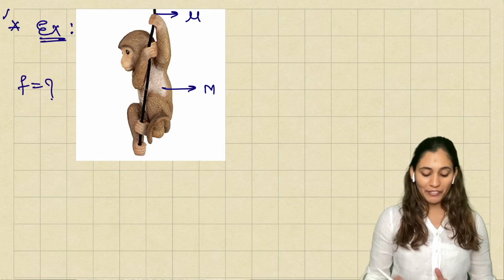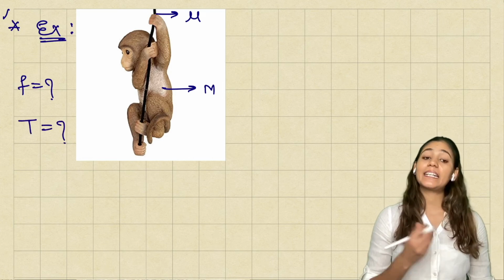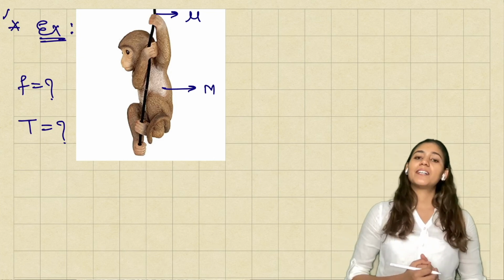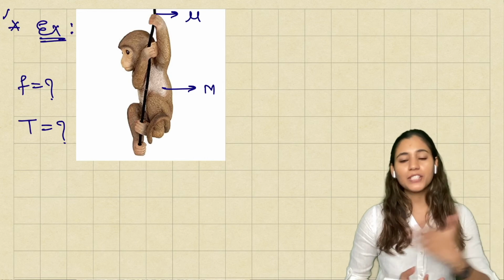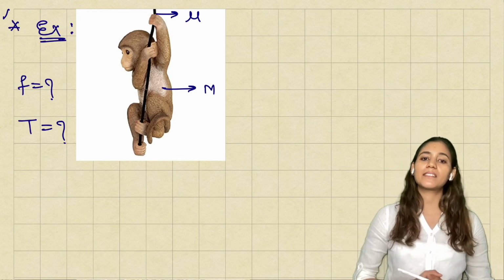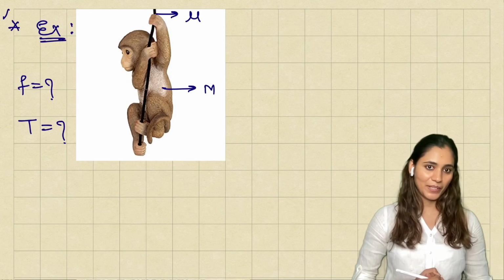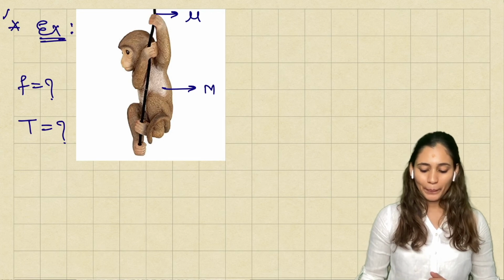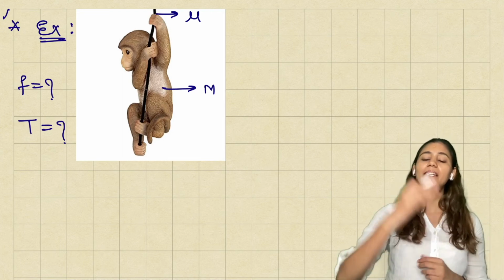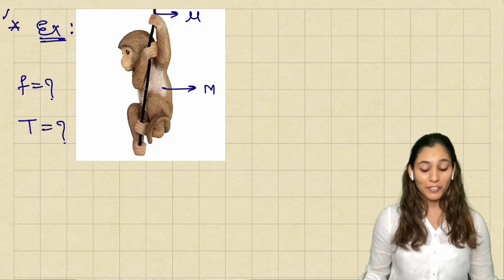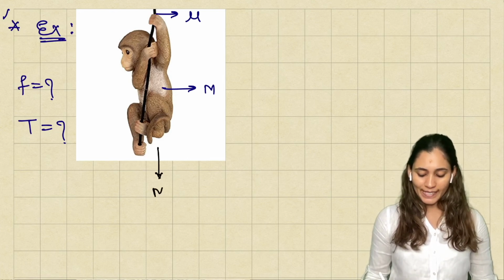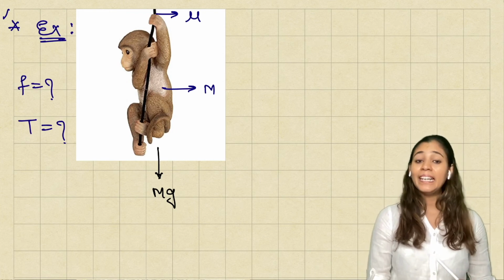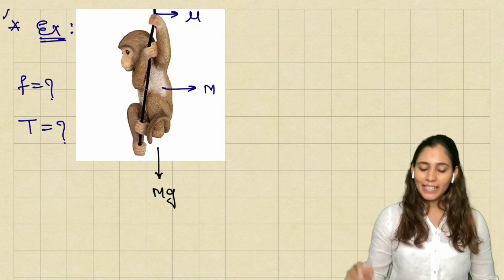and if we have to find out the tension produced in this rope, or even if the question is asked which frictional force will act, whether it will be a static friction or a kinetic friction, let us understand. Clearly we can see that the monkey is climbing upward. So if m is the mass of the monkey, the weight of the monkey, mg, will act in the downward direction, and the normal reaction will act in the upward direction.